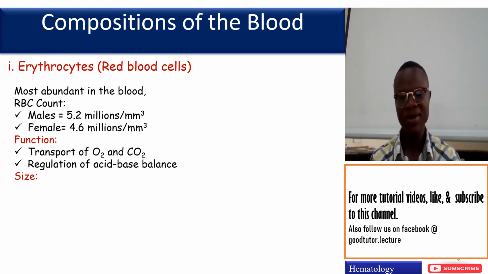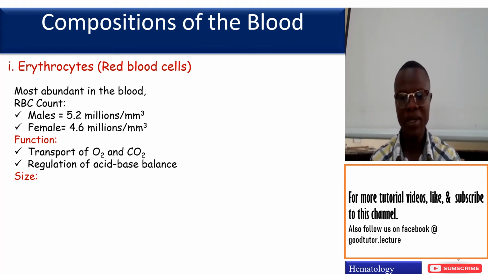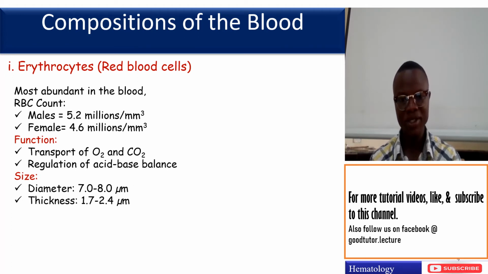So let's now look at the size of the blood cell. What is the average size of the red blood cell? So the diameter of the red blood cell ranges between 7.0 to 8.0 micrometer. And taking into consideration the thickness, it is actually between 1.7 to 2.4 micrometer.